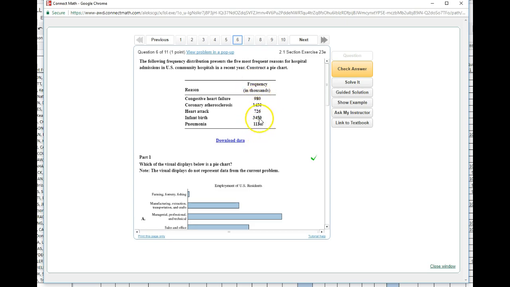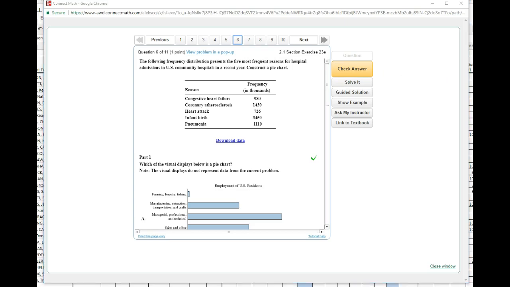So our total here is 7,696 if we add all of these up. So I'm going to take 980 divided by 7,696, and then I'm going to multiply that by 360 because there's 360 degrees in a circle. Always round to the nearest whole number.